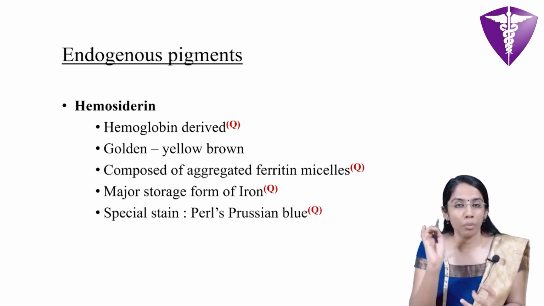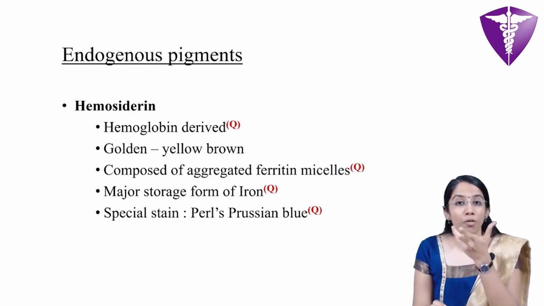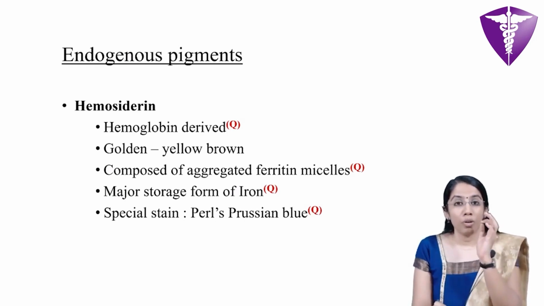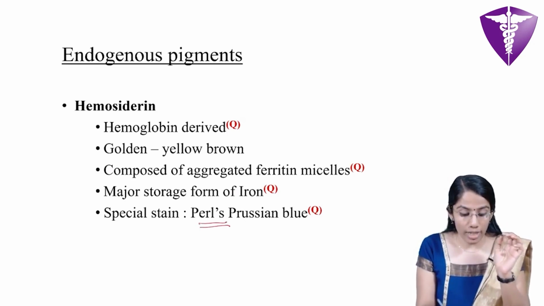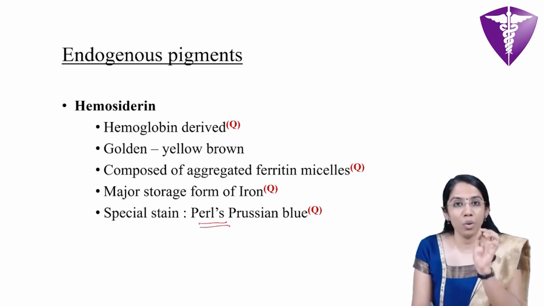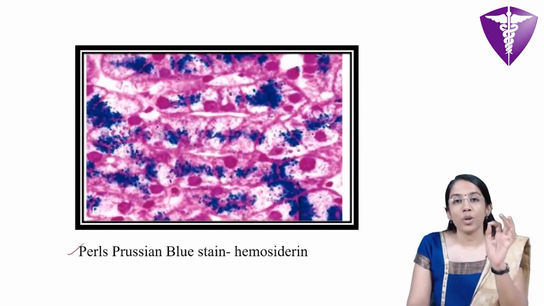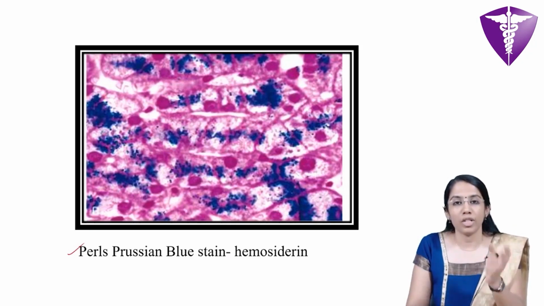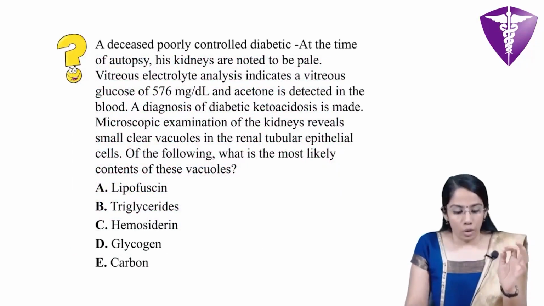It is also golden yellow brown in color, and the hemosiderin is actually composed of aggregates of ferritin molecules. This is the major storage form of iron, and this is very important. The stain used to demonstrate hemosiderin is Pearl's Prussian blue stain. So this is Pearl's Prussian blue stain showing deposition of hemosiderin. The clinical relevance is that it can be used to demonstrate iron in the liver or in the bone marrow. So we end with a question.